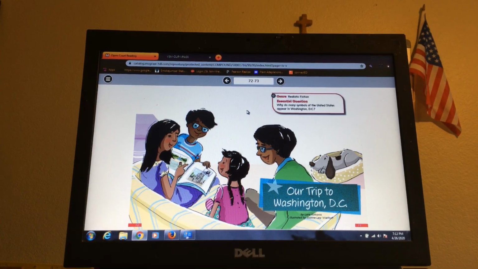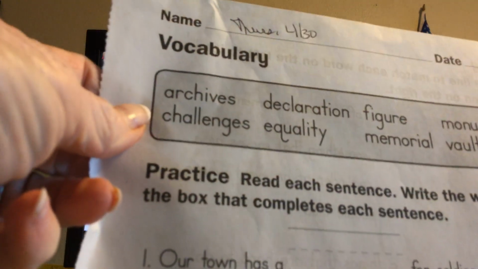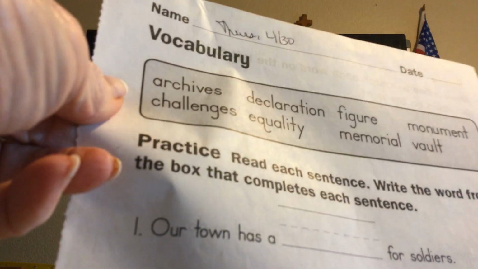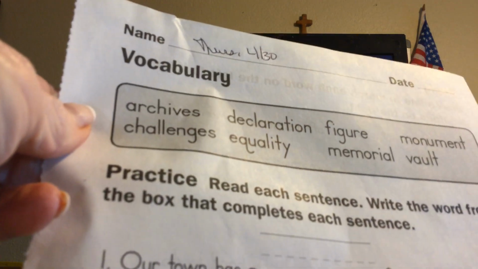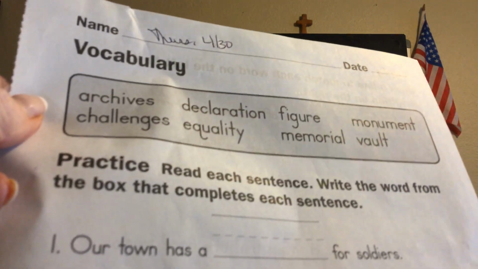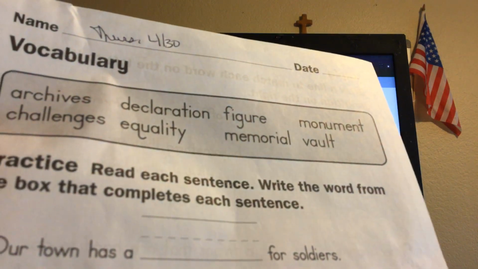We're going to be reading Our Trip to Washington, D.C. in your big reader book on page 73. Please read along and follow because it's going to go with the OWL book, page 199, with vocabulary, where you'll read the words at the top: archives, declaration, figure, monument, challenges, equality, memorial, and vault.